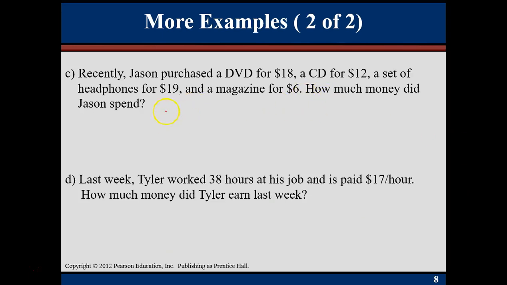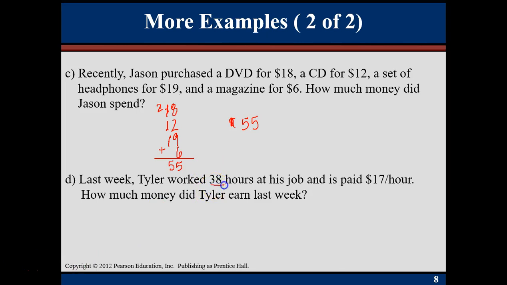Jason bought a CD for $18, a DVD for $18, a CD for $12, headphones for $19, and a magazine for $6. How much did he spend? 8 plus 2 is 10, plus 9 is 19. 19 plus 6 is 25. Carry the 2. 2 plus 1 is 3, plus 4 plus 5. $55. That's how much he spent.